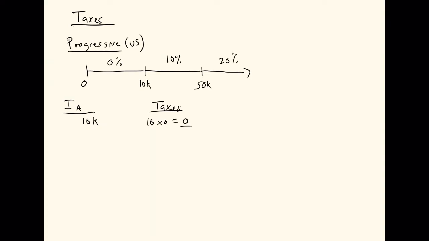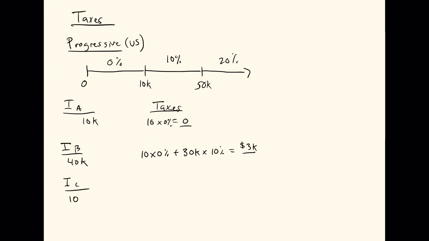Now let's look maybe at a middle type income under the system, income B. Let's say he makes $40,000 a year, so he's going to get taxed 0% on the first 10,000. And then on that 30,000, he's going to be taxed at 10%. Therefore, 10% times 30, he's going to be taxed $3,000 total.